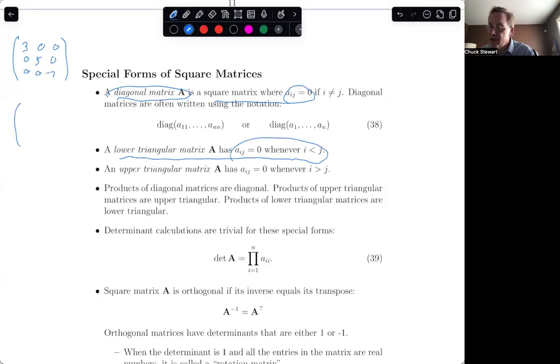So this would be 6, 8, 1, 3, 5, 2, 0, 0, 0. That's a lower triangular matrix. An upper triangular matrix could be the transpose of that.